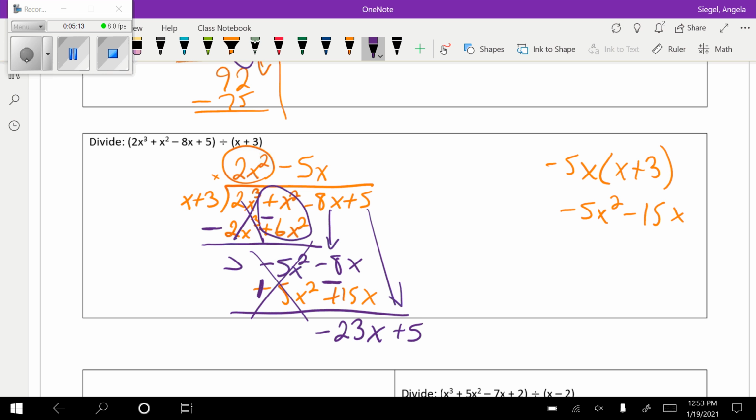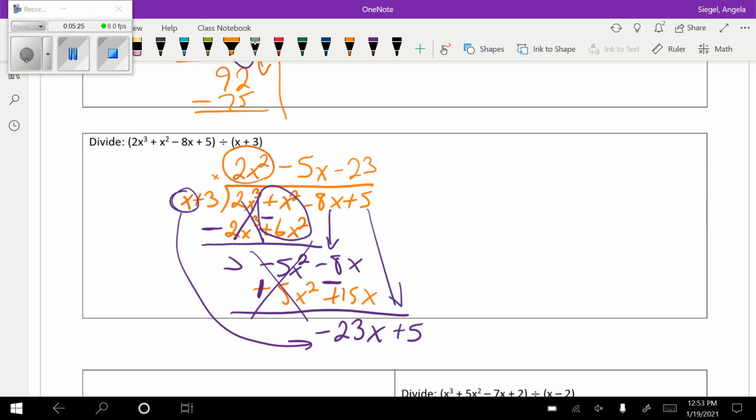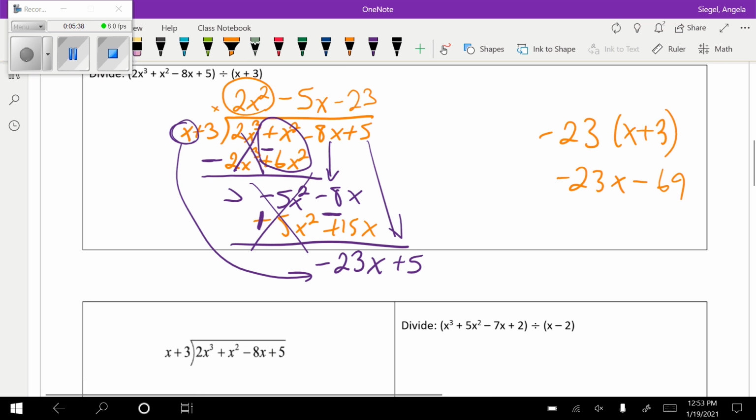Okay, and so one more time, I'm going to ask myself, how do I go from here to here? What am I missing? And I'm missing a negative 23. So I'm going to take negative 23 times x plus 3. And you'll notice I'll have a negative 23x minus 69. And that's what I'm going to put underneath here. And so I'm going to change those signs.